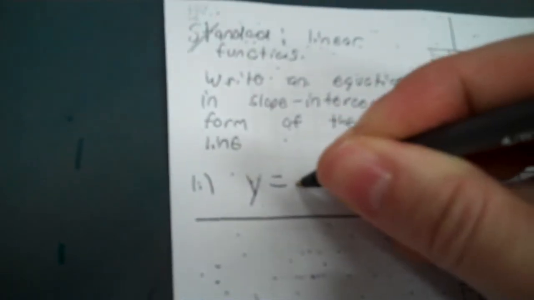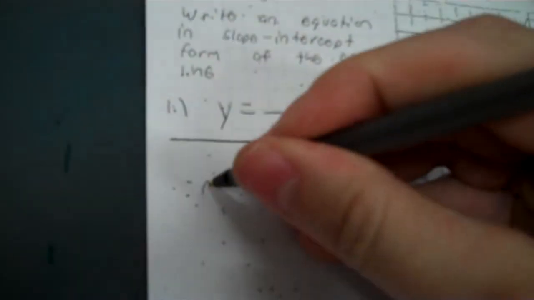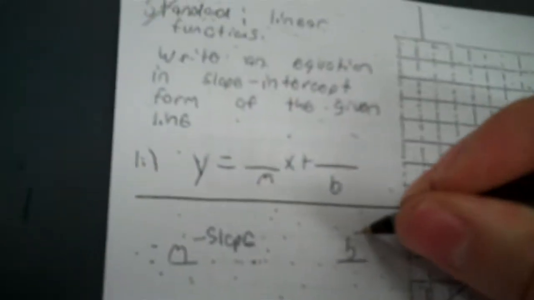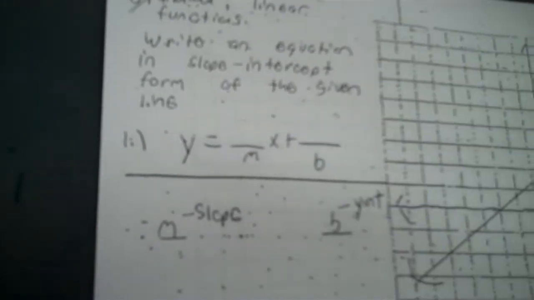Okay, standard linear functions. Write an equation in slope-intercept form of the given line. So to write an equation in slope-intercept form, we format it y equals blank x plus blank, and then m goes here, b goes here. We have to find actual values for that. Now remember what m and b are called. M is known as the slope of the line, and b is the y-intercept where it crosses the y-axis.